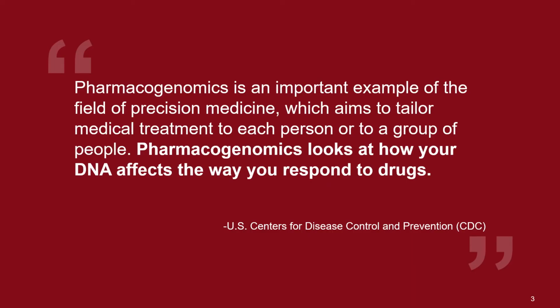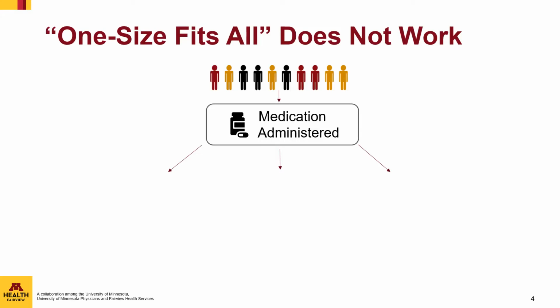Regarding the utility of pharmacogenomics, the CDC states, "Pharmacogenomics is an important example of the field of precision medicine, which aims to tailor medical treatment to each person or to a group of people. Pharmacogenomics looks at how your DNA affects the way you respond to drugs." As a profession, we have come to realize that the one-size-fits-all model does not apply to medications. Differences in the way patients respond to medications may be explained, at least in part, by variable genetics.